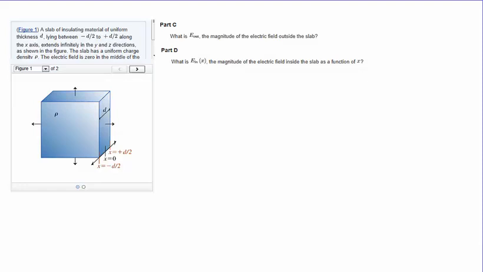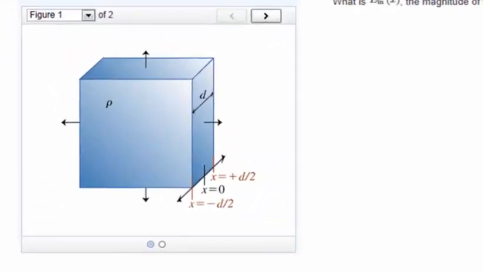A slab of insulating material of uniform thickness D, lying between plus and minus d over 2 along the x-axis, extends infinitely in the y and z directions as shown in the figure. The slab has uniform charge density ρ, and the electric field in the middle of the slab is 0.